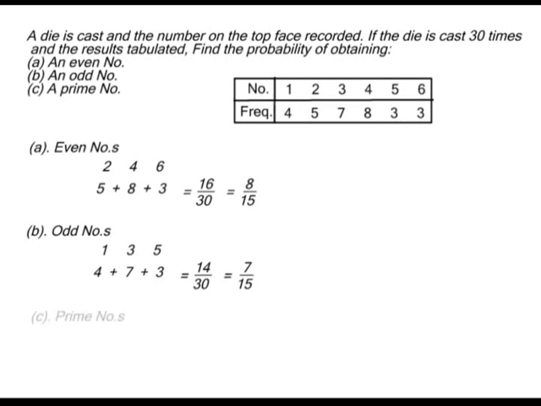Lastly, prime numbers. Prime numbers between 1 and 6 are 2, 3, and 5. The frequency of 2 is 5, that of 3 was 7, and that of 5 was 3. In total, there were 15 of them. And so the probability of obtaining a prime number is 15 over 30, which simplifies to a half or 1 over 2.